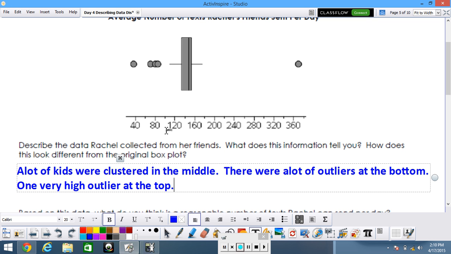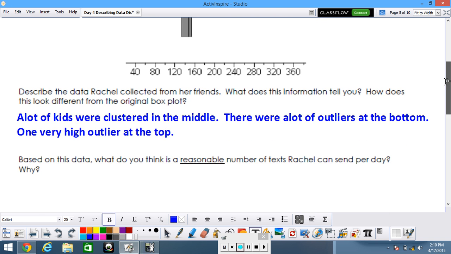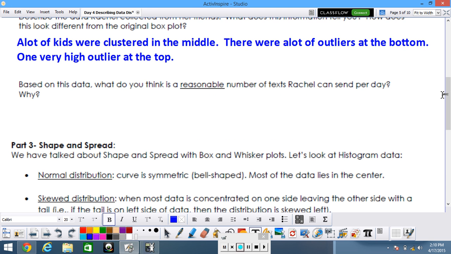All right. Based on the data, what do you think is a reasonable number to send? So I would honestly just go with the median, because that would be the middle number. There's a lot of outliers here, so we should probably use the median.